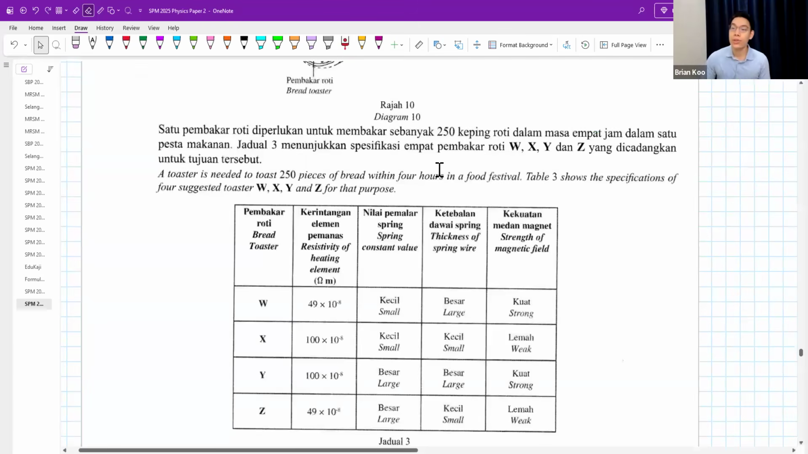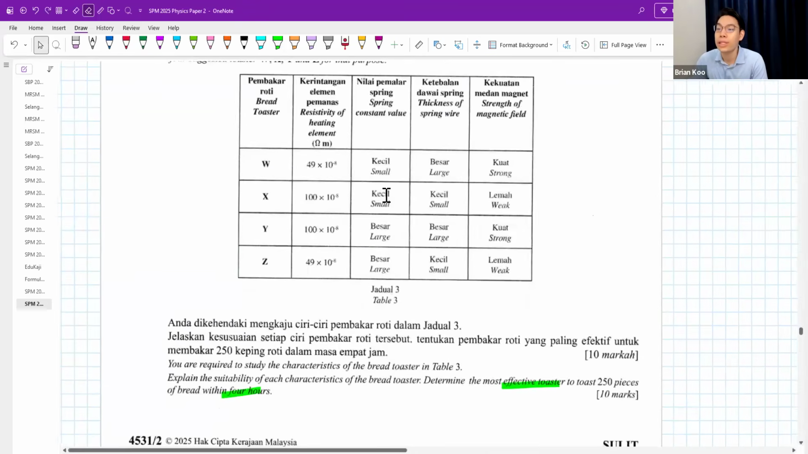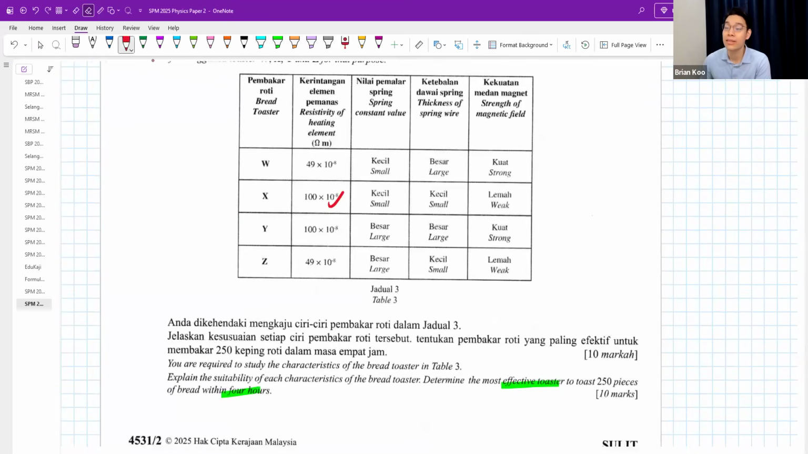The toaster needs to toast 250 pieces of bread within 4 hours in a food festival. Okay, we got different toasters, and then they say explain the suitability. We want the most effective toaster. Okay, I want resistivity to be high for sure. Yeah, because high resistivity produces high resistance. When the heating element has very high resistance, a lot of electrical energy can convert to heat.